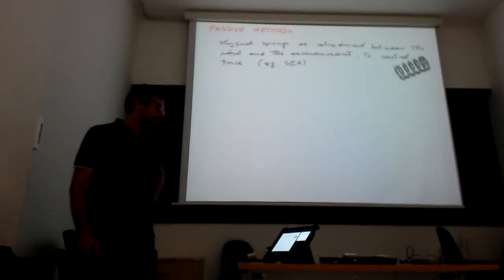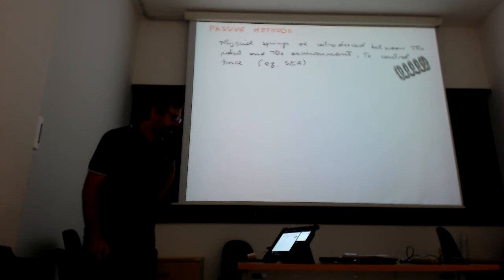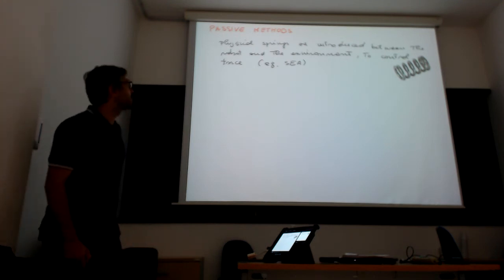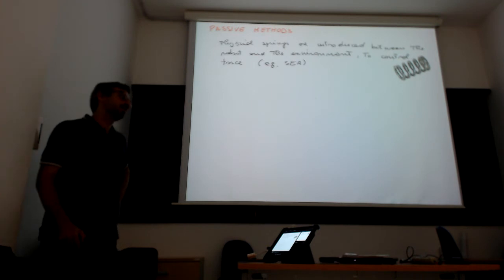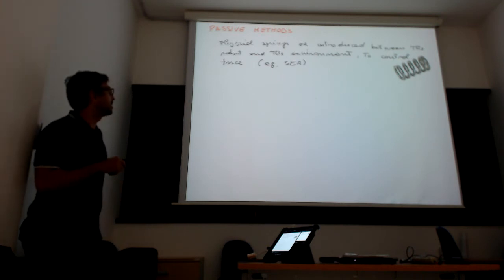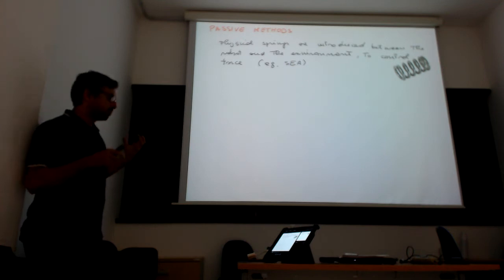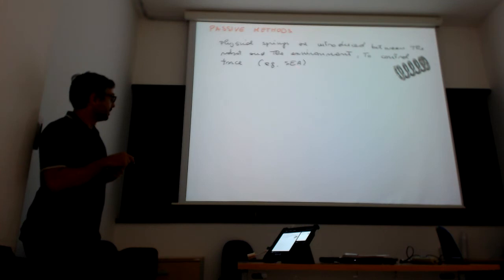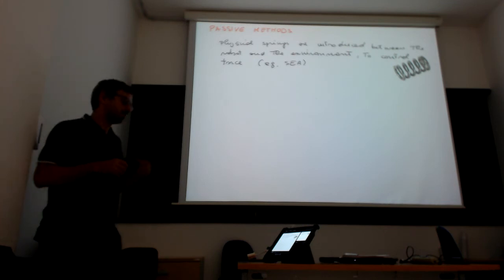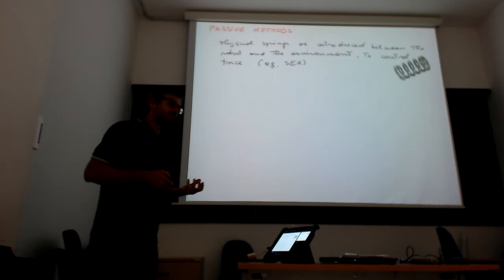To control the interaction, there are several methods. One big group are passive methods. For many years there was a very ongoing trend of putting springs inside the robot structure, actually in series with the actuator. Physical springs were introduced between the robot and the environment to control the force, and they were called series elastic actuators. So you put a spring in series with your motor and you have some compliance.